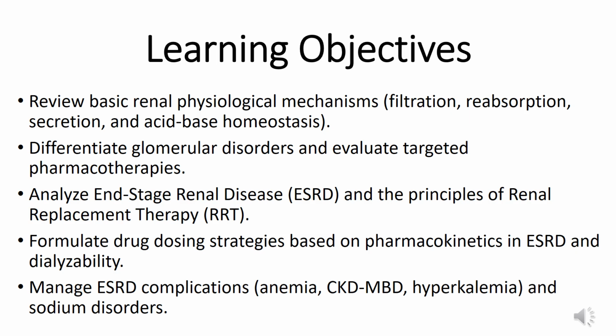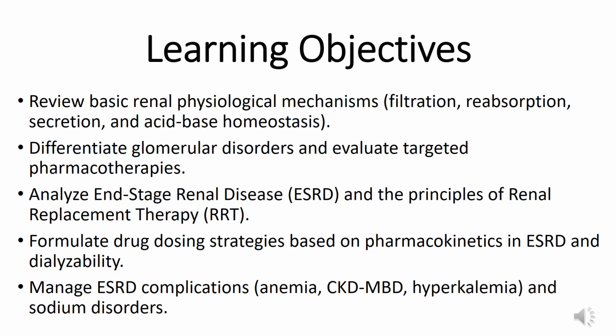The kidneys also perform secretion. Certain substances are actively transported from the blood into the tubular fluid. These include hydrogen ions, potassium, and many drugs. Secretion helps eliminate waste products and regulate body chemistry. Another critical function is acid-base homeostasis. The kidneys maintain normal blood pH by reabsorbing bicarbonate and excreting excess hydrogen ions. This process works alongside the lungs to keep the body's internal environment stable.